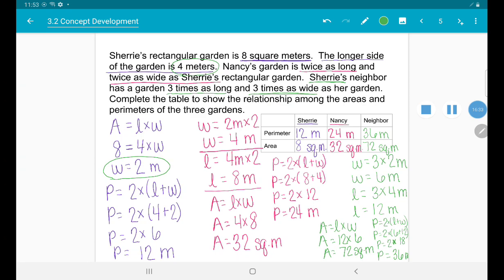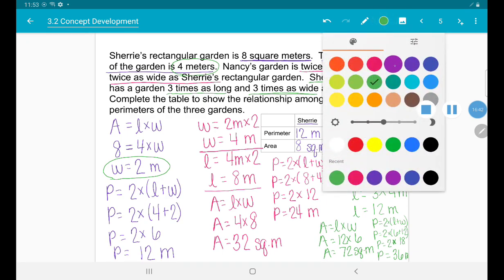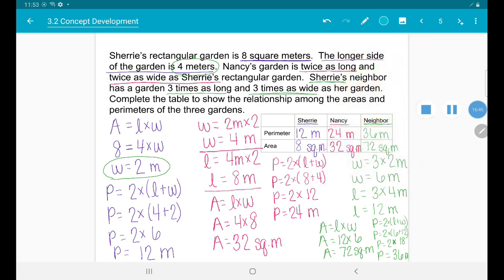So there's our table. We've completed the perimeter and the area for all 3 of the gardens. So let's look at what our final question asks. It says, complete the table to show the relationship among the areas and perimeters of the 3 gardens. So I'm looking for a relationship between the perimeters, which were 12, 24, and 36 meters, and the areas, which were 8 square meters, 32 square meters, and 72 square meters. I'll take just a minute to look at that.